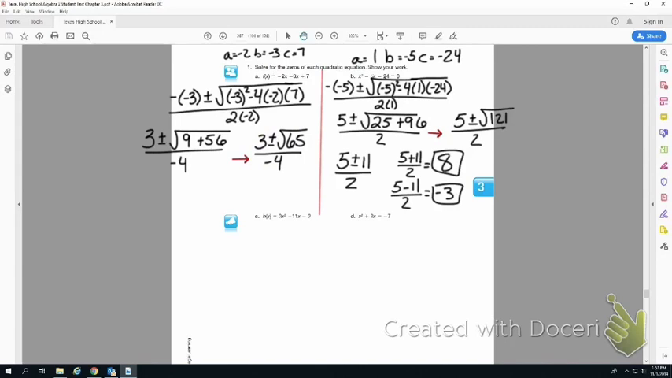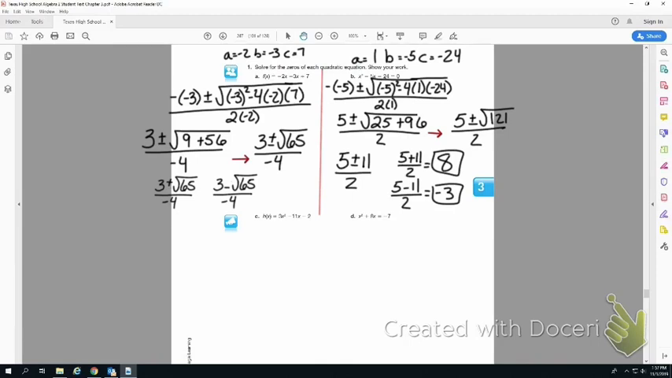For whatever reason, if you just feel the need to write it twice, once with the plus and once with the minus, you're more than welcome to. It's still correct. But this tells me the exact same thing. You don't have to necessarily write it twice.